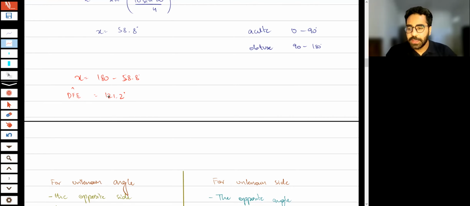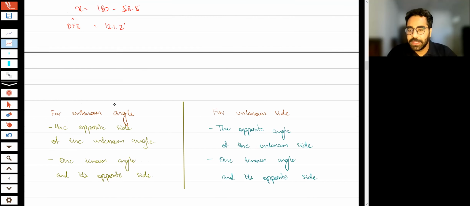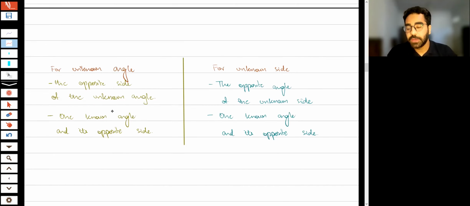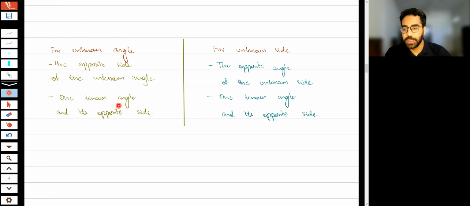ओके, सही है। तो हमने अब तक क्या डिस्कस किया है? हम लोगों ने साइन रूल डिस्कस किया है। साइन रूल में हमने दो चीजें डिस्कस की थी कि हम लोग अननोन एंगल या अननोन साइड निकाल सकते हैं। अननोन एंगल के लिए हम लोगों को क्या पता होना चाहिए? हम लोगों को उसकी ऑपोजिट साइड पता होनी चाहिए, opposite side of the unknown angle, and we should also know one known angle and its opposite side. ठीक है, to apply the formula.